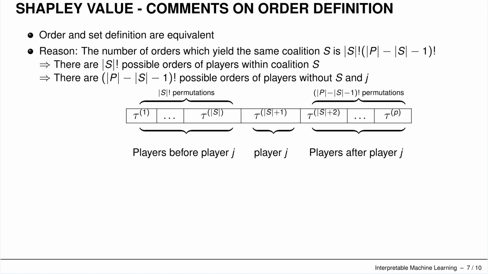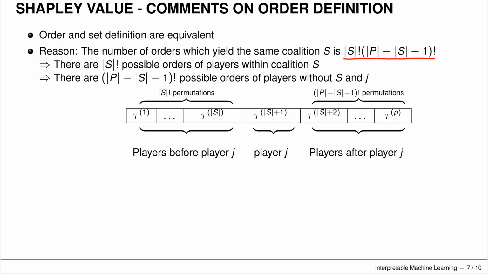So first, the order and set definition are equivalent. So we will always end up with the same Shapley values, but the set definition is faster to compute. We'll also see that the order definition has an advantage. So they're equivalent because the number of orders which yield the same coalition is calculated by this number.